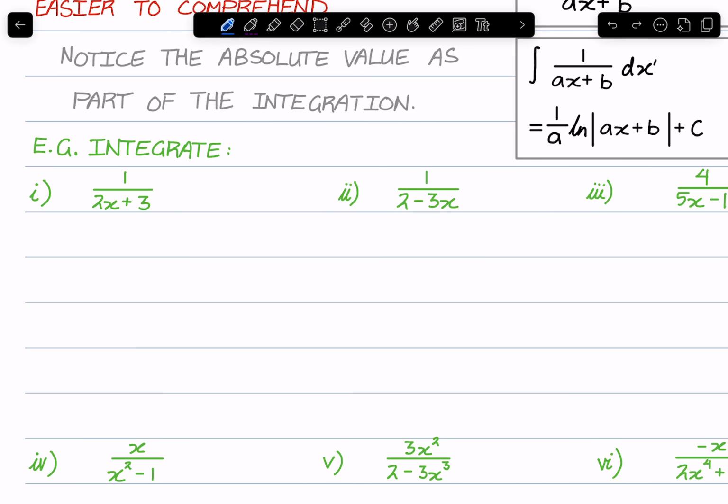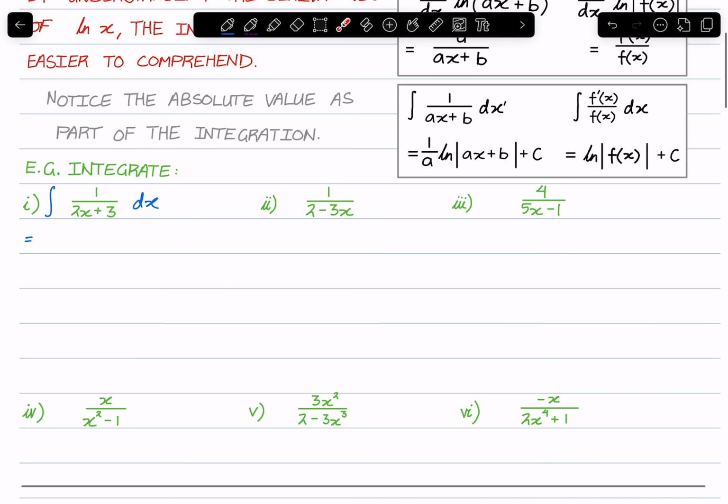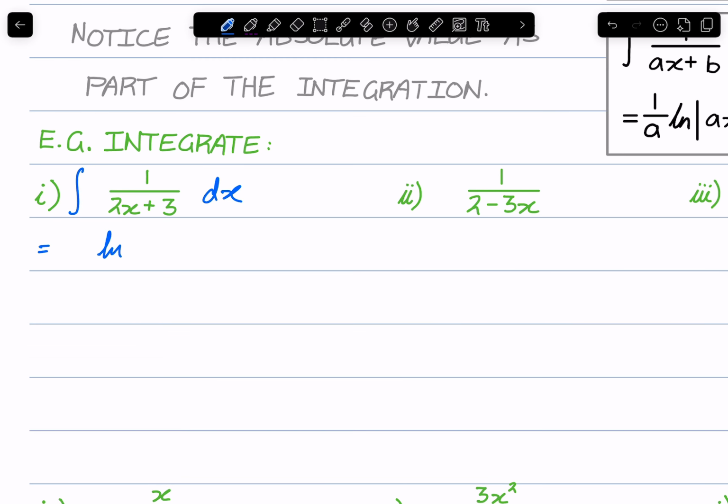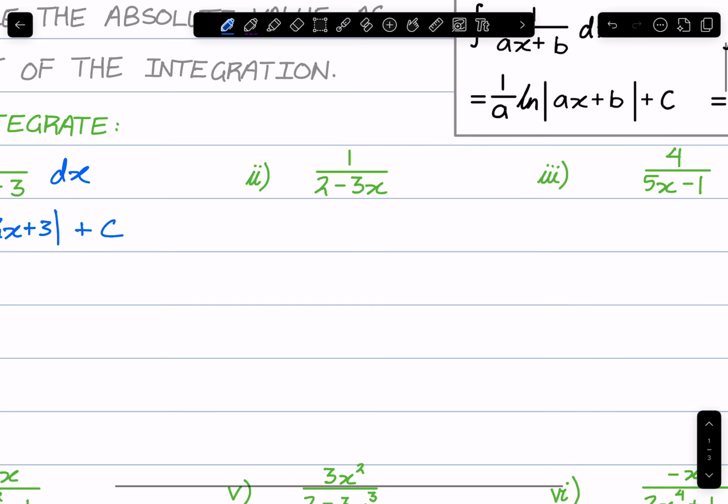For this first one, if we're going to integrate this, we're following this formula here, 1 on ax plus b. This just becomes ln of absolute value 2x plus 3, dividing by the linear coefficient of the chain, so 1 on 2, plus c. And there is our integral. Okay, so let's keep going.